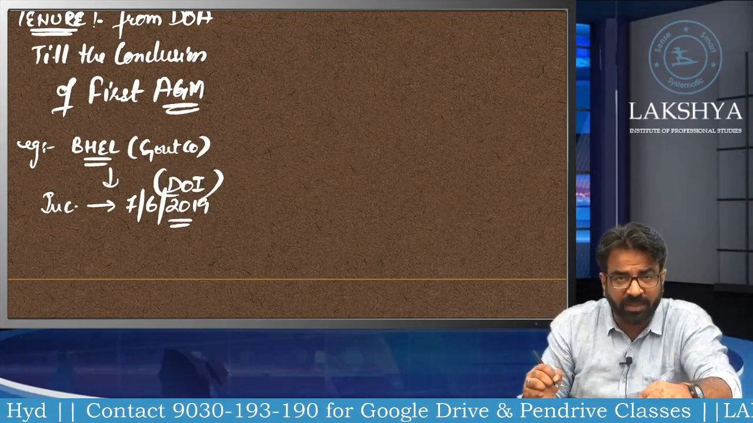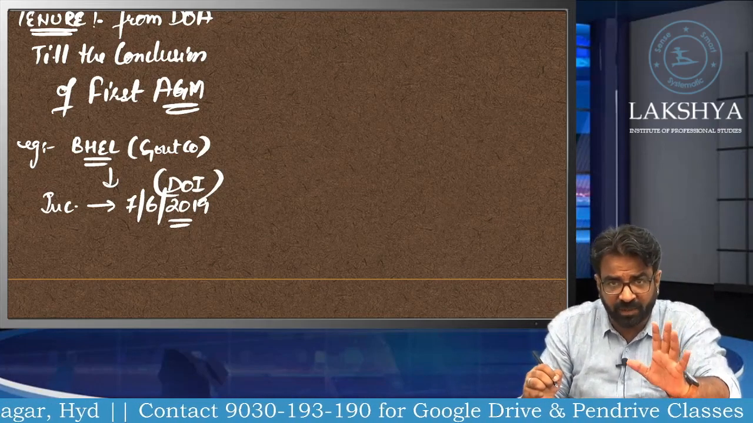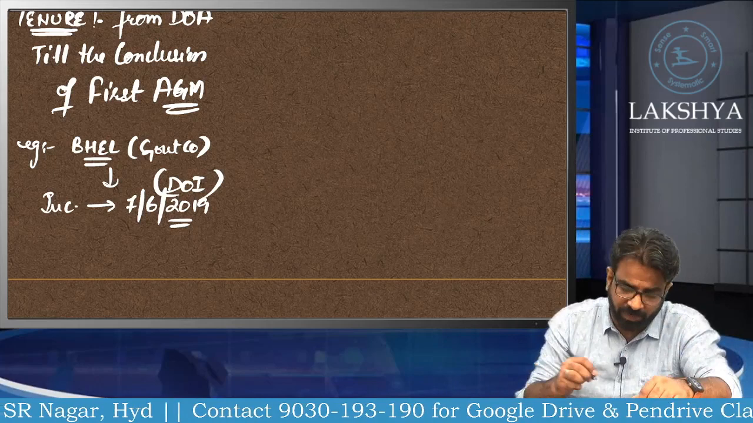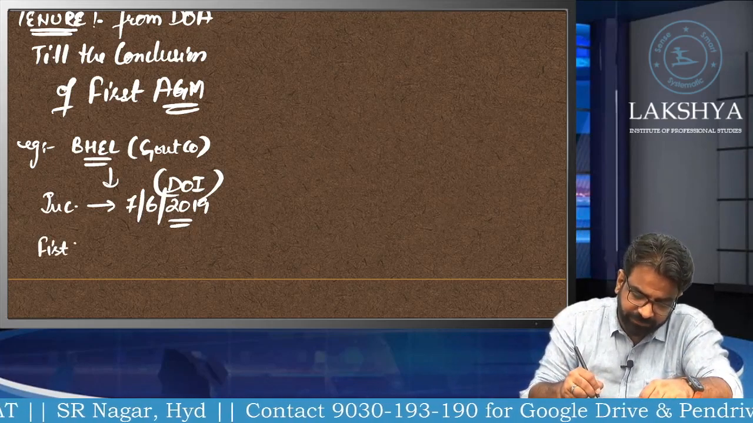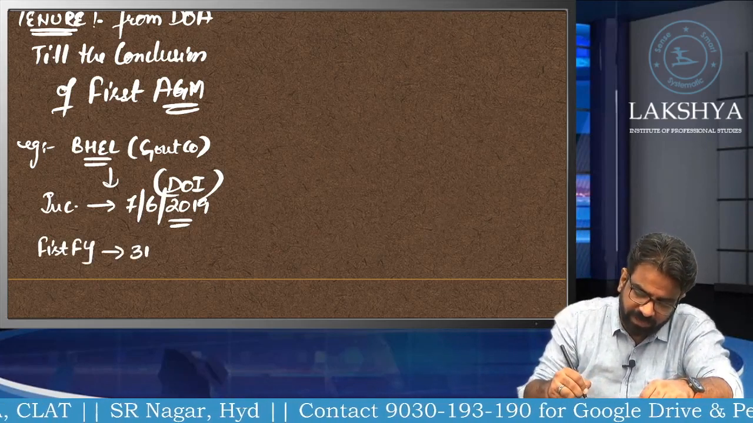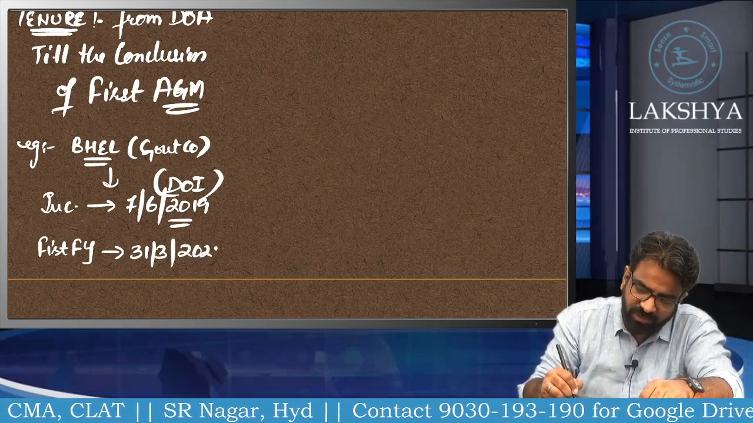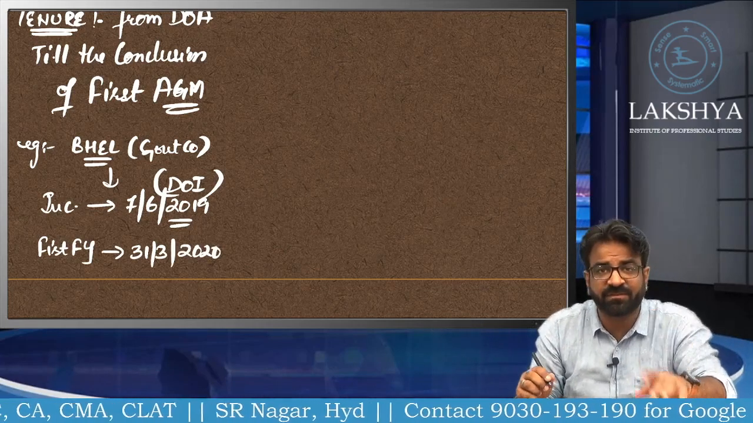7/6/2019. Now tell me one thing, when will the first financial year of this particular company be over? The first financial year will be over on 31st March 2020. Is it correct or not? That is the first financial year.